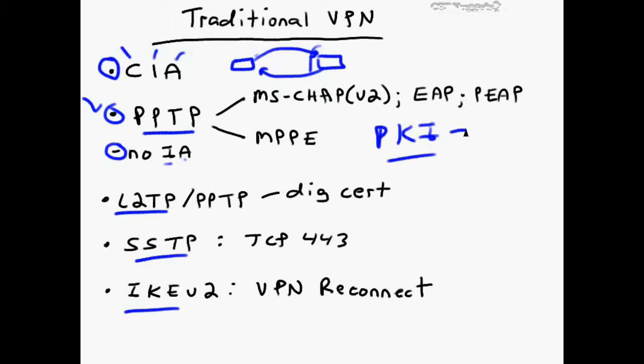PKI and its associate in Windows Server 2008, Active Directory Certificate Services, has come up several times earlier in the training. So at this point, because I assume you've been watching these nuggets sequentially, you understand the mechanics of digital certificates, at least at a basic level, and you understand why they're important for ensuring integrity and authentication. Regardless, you need to know that with PPTP, we have MPPE.